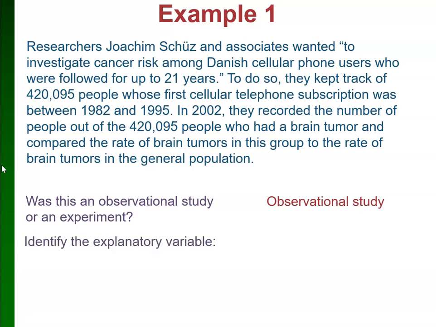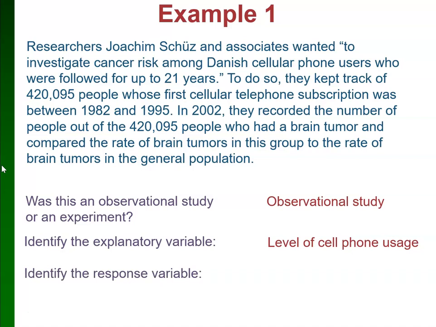The next question is, what's the explanatory variable? In this case, the difference between the phone users that were followed and observed and the general population is that the ones being observed had their first cell phone subscription between 1982 and 1995. The difference between these people and the general population is the amount of their cell phone use. So we could say that the explanatory variable is the level of cell phone usage. The users who were being followed had had a cell phone for a long time, so they would have had a higher level of cell phone usage than the general population.